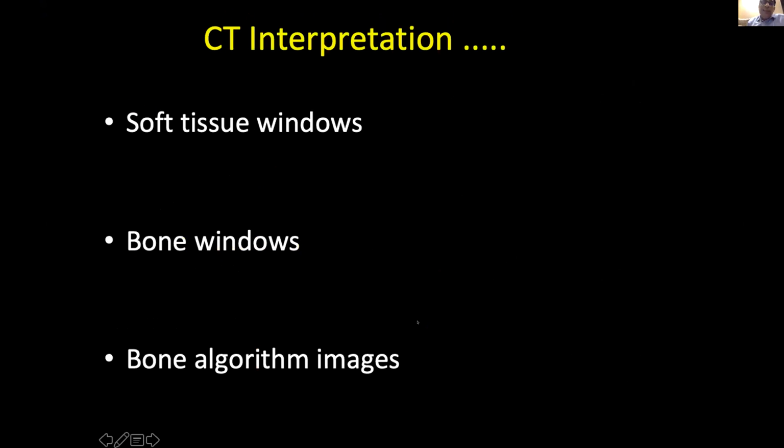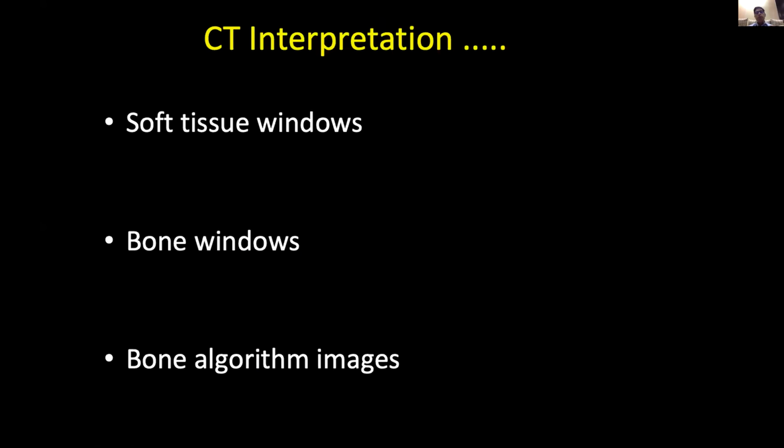So, CT interpretation: how should it be done? I request all the people who are reporting head and neck to do workstation-based reporting. It's very important that you do 3D reconstruction and oblique reformats. Oblique reformats are very important for inferior alveolar canal assessment and subtle bony changes which cannot otherwise be seen on sagittal, coronal or axial sections. So oblique reformats are very important, and the reporting must be done on a workstation, not on the films.